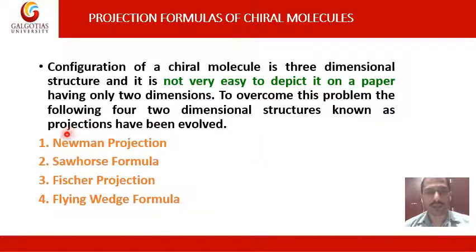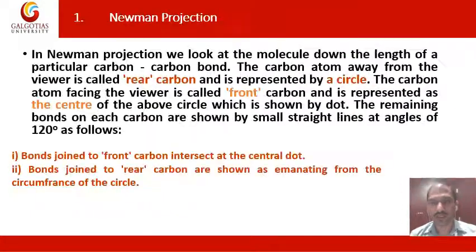Among them are the Newman projection, Sawhorse, Fischer projection, and flying wedge formula. We will move through them one by one, taking examples of certain types of projection structures, because these are very important to nomenclature as well, once you give the nomenclature to particular organic molecules. Coming to the first one, Newman.